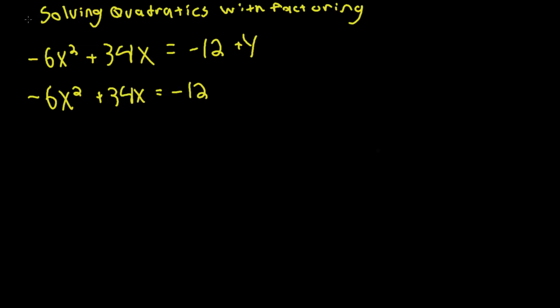My next step is to get everything on one side of the equation. I have to set my entire equation equal to 0 so I can actually begin factoring. So I'm going to do plus 12 on this side, and again plus 12 on this side, to get negative 6x squared plus 34x plus 12 equals 0. Now I can begin factoring.